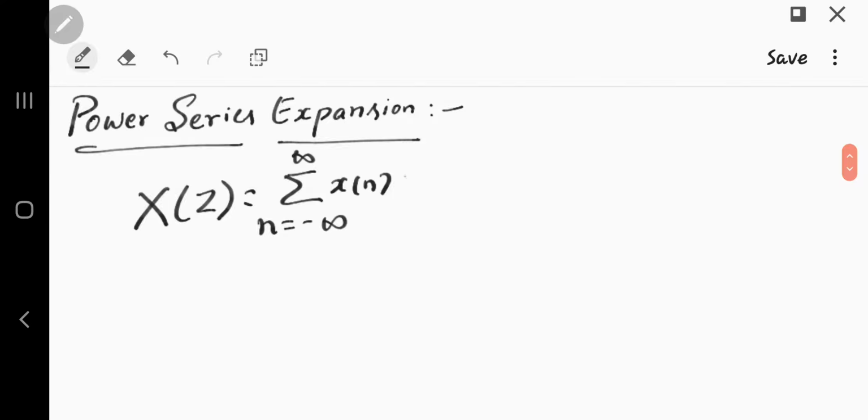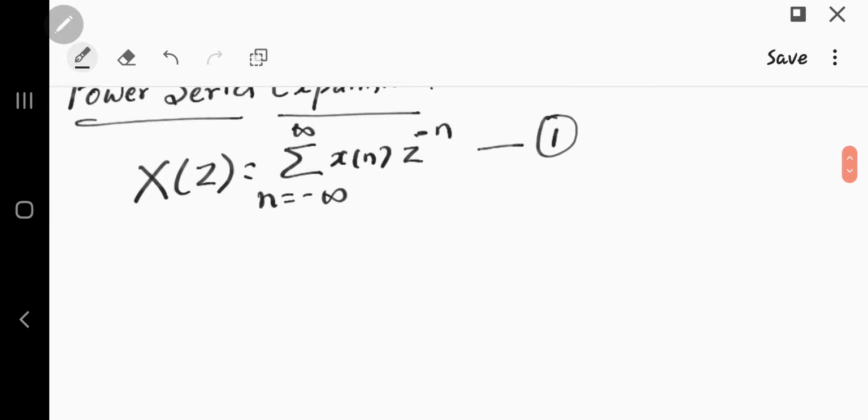Okay. In this video, we'll go to the next method of finding the inverse transform, that is the power series expansion method. Now, in this power series expansion, from the definition of the transform, we have this expression: X of z is equal to summation n varying from minus infinity to plus infinity x of n z to the power of minus n. Let's call this equation 1.